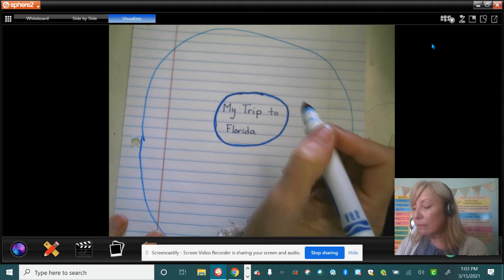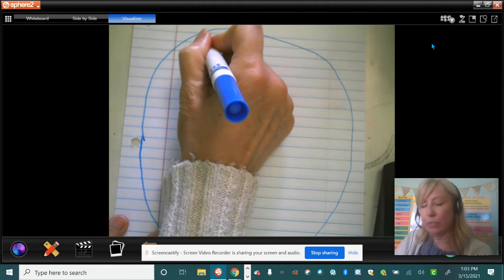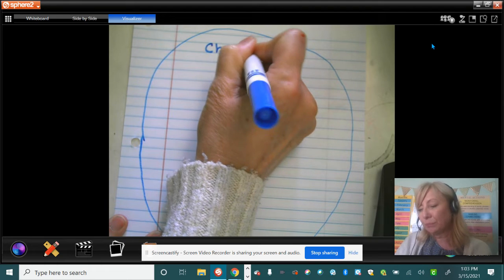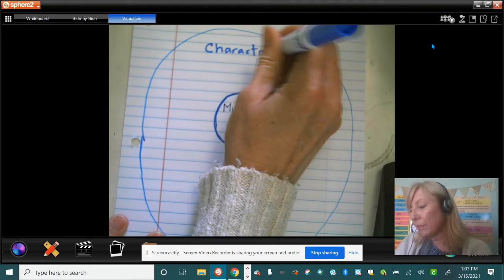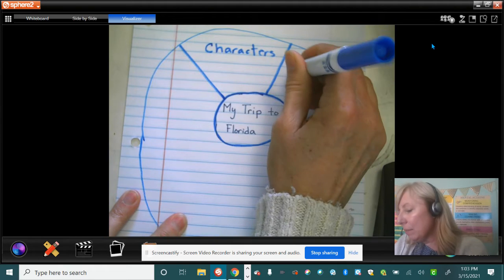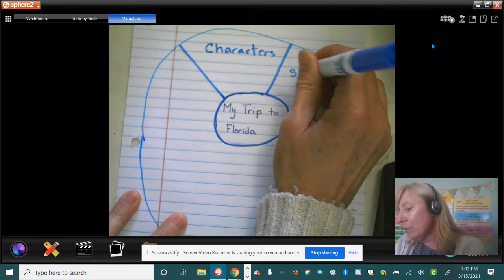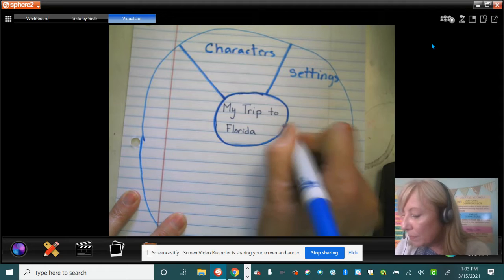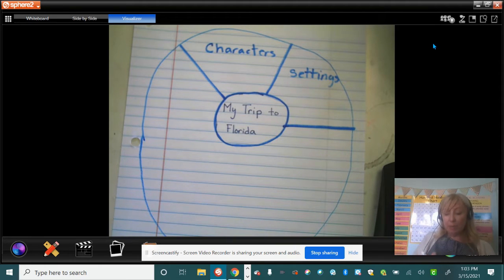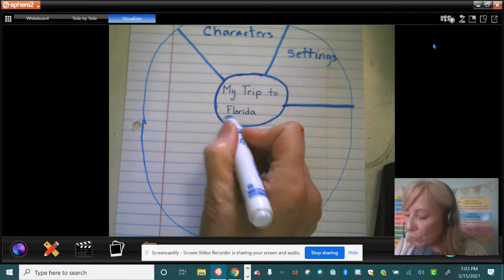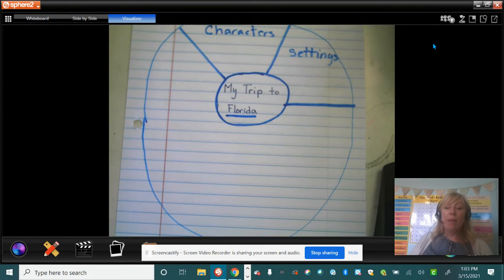So first, let's make a section for characters. So I'm going to write characters. Okay, and I'm going to kind of divide it up like a pie. And I'm going to write setting, and I'll give you a chance to hit pause to do the same. So go ahead and hit pause and make your circle map kind of like mine, although you're going to put your own place for your trip, and then hit play when you're ready to start again.